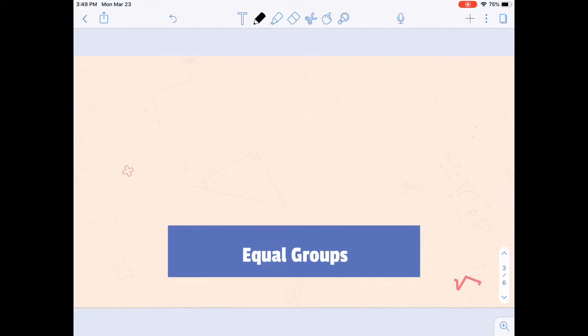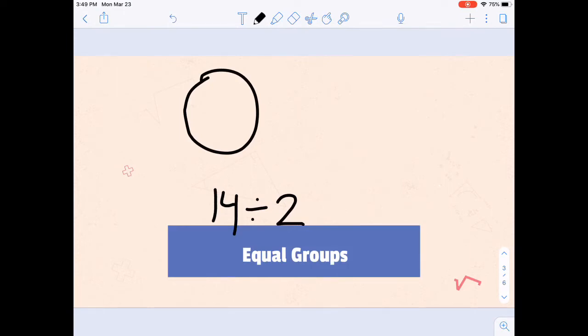So let's do 14 divided by 2. My dividend, 14, is going to tell me how many dots I'm going to need in total. 2 is how many equal groups I'm going to divide them into. So I have 1 circle, I have 2 circles. I'm going to put a dot in each circle until I reach 14, making sure that I hit every single dot. 1, 2, 3, 4, 5, 6, 7, 8, 9, 10, 11, 12, 13, 14.